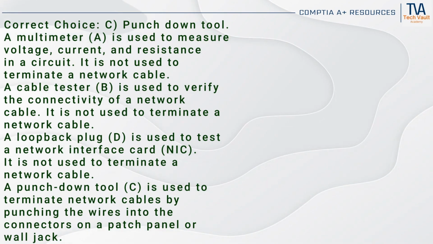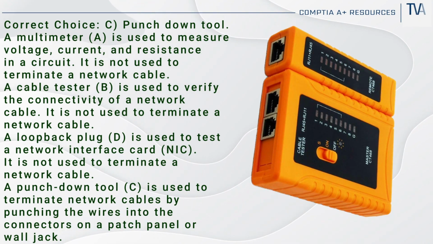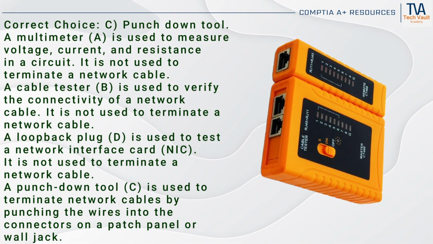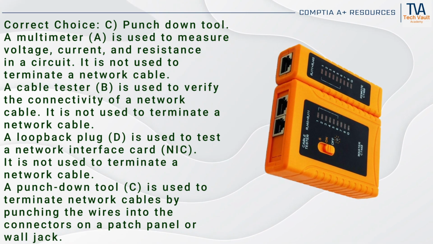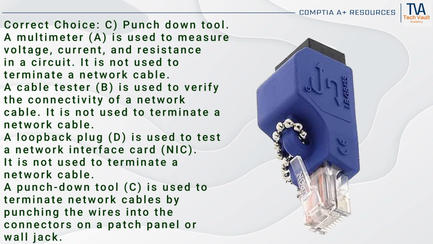Correct choice, C. Punch-down tool. A multimeter, A, is used to measure voltage, current, and resistance in a circuit. It is not used to terminate a network cable. A cable tester, B, is used to verify the connectivity of a network cable. It is not used to terminate a network cable. A loopback plug, D, is used to test a network interface card, NIC. It is not used to terminate a network cable.